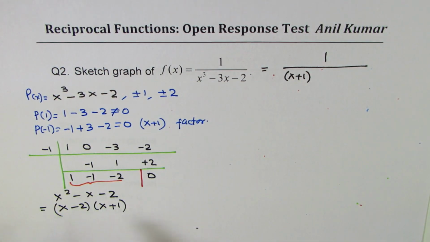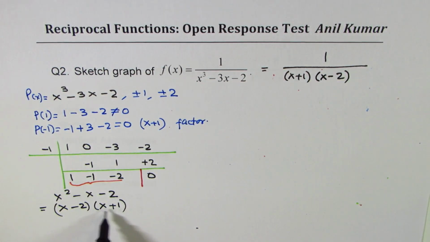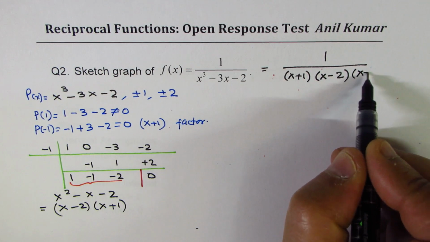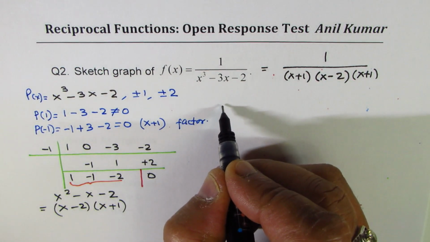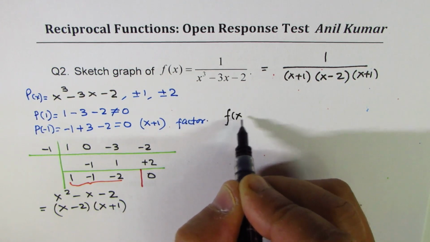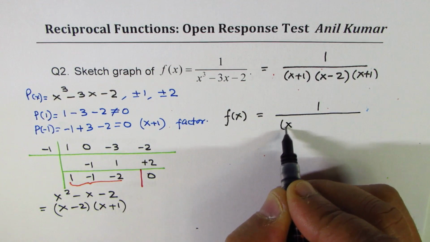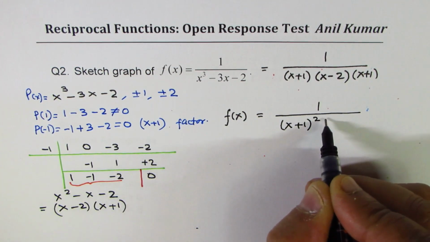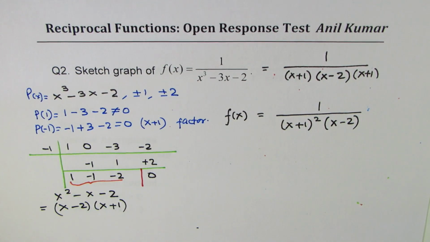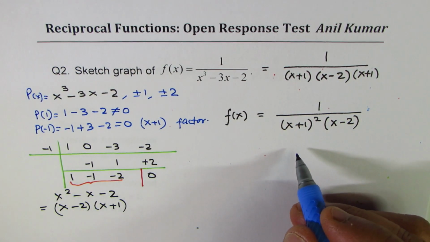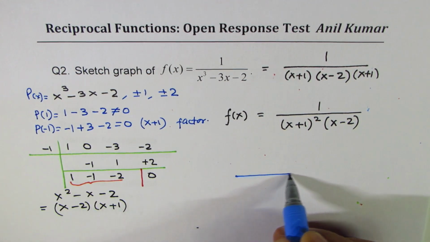Then we have x minus 2, and then again x plus 1, right? So basically x plus 1 squared, correct? So let me rewrite this function f of x as equal to 1 over (x plus 1) whole squared times (x minus 2). Now actually it becomes much simpler to sketch the function and then its reciprocal. So let's do it.